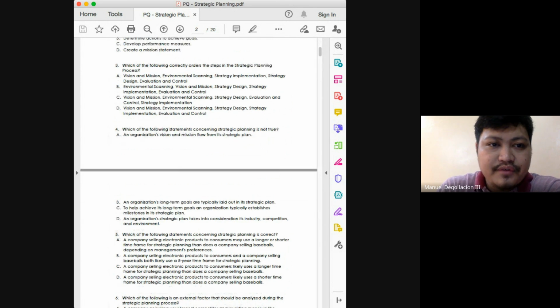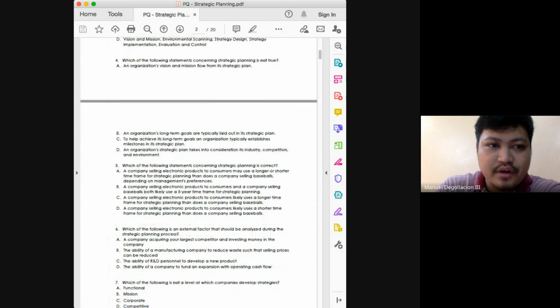Number three, which of the following correctly orders the steps in the strategic planning process? And the answer here would again be letter D. We start with the vision and mission, followed by environmental scanning, which will involve acquisition or gathering of data in relation to the environment or the industry, followed by the design of your strategy or strategy design, and then the implementation, followed by evaluation and control.